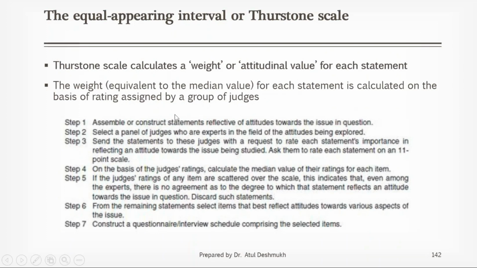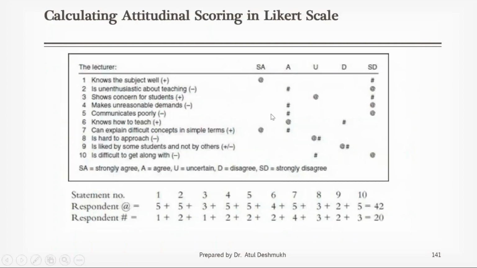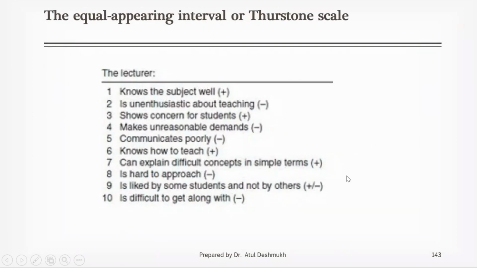Okay, so the weight equivalent to the median value for each statement is calculated on the basis of ratings assigned by a group of judges. So what are we doing here? We are taking a group of experts. We are hiring a group of judges here. In case of Likert scale, this was given to research participants. Suppose you are the participant. Your batch is the group of students who are participating in this particular program, right? So you will mark in case of Likert scale. But in case of Thurstone scale, these marks will be given by the experts.